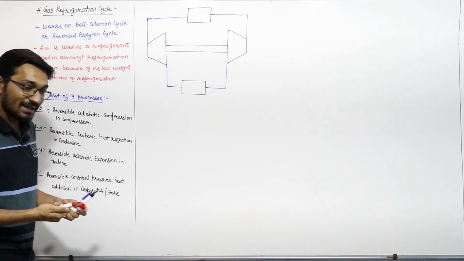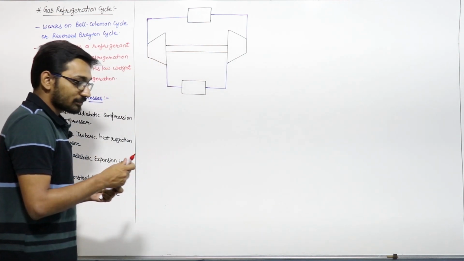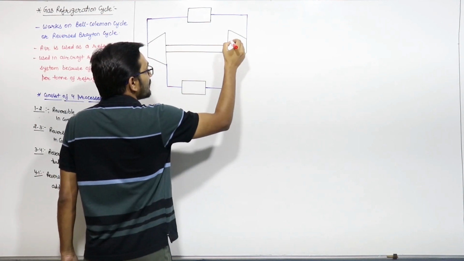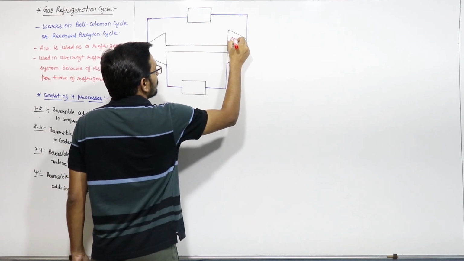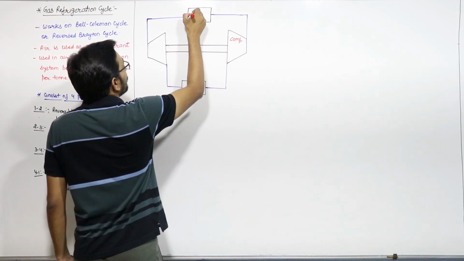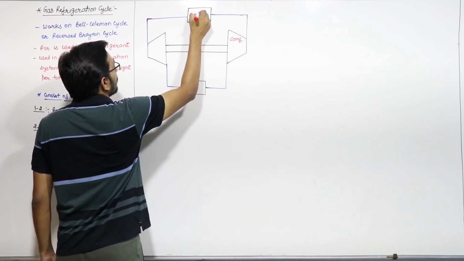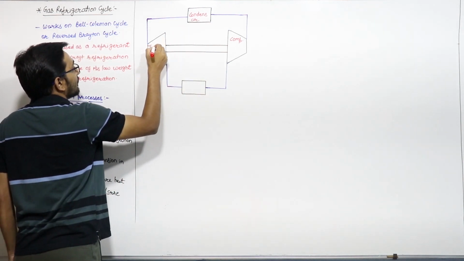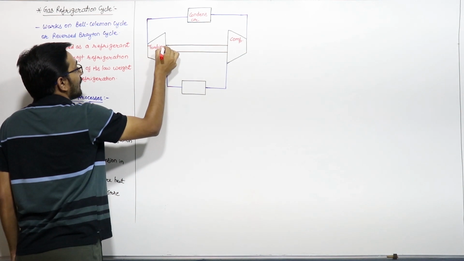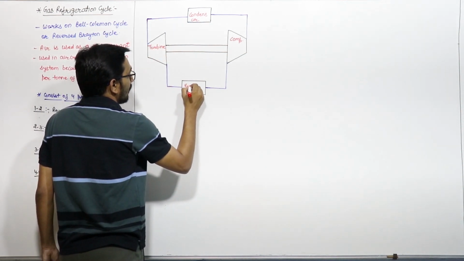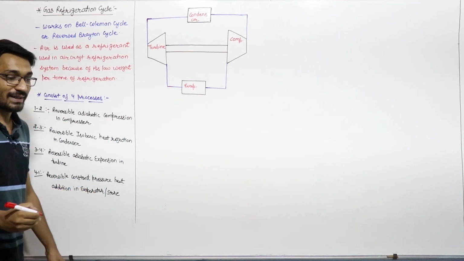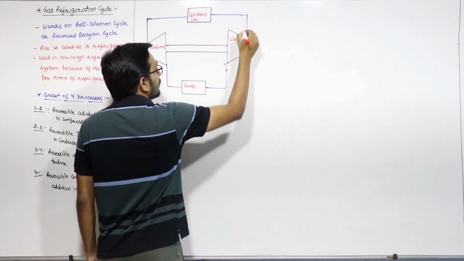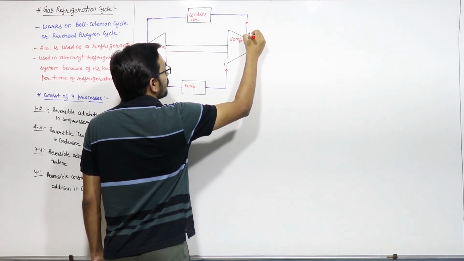So let us see a line diagram for the reversed Brayton cycle. Suppose this is a line diagram. These are the various components. This is your compressor. This is your condenser. This is the turbine, and this is the evaporator or storage, right? So this is the first process, 1 to 2.